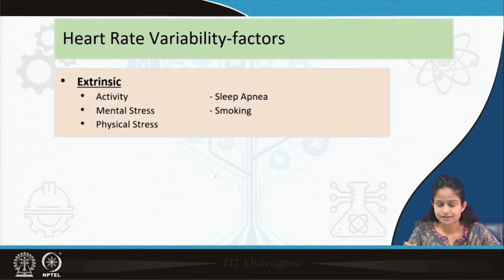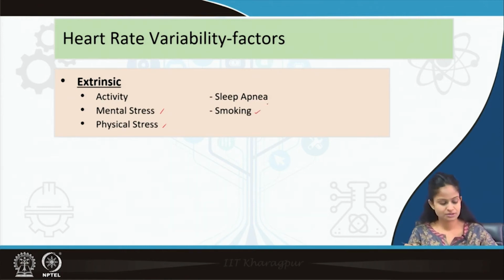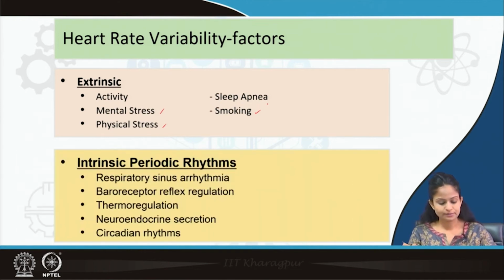So, what are the factors which actually give rise to the heart rate variability? The intrinsic factors means activity, the stress, both mental and physical stress, sleep apnea, then any bad habits if a person is into like smoking. Then we have intrinsic periodic rhythms like respiratory sinus arrhythmia, baroreflex regulations, also respiration is one of the factors. Thermoregulations, neuroendocrine secretions, that means hormonal. Then we have the circadian rhythms. So, these are all the factors which give rise to the variations in the RR intervals or heart rate variability.